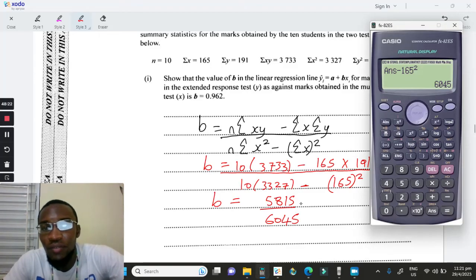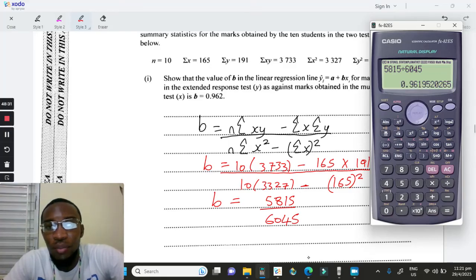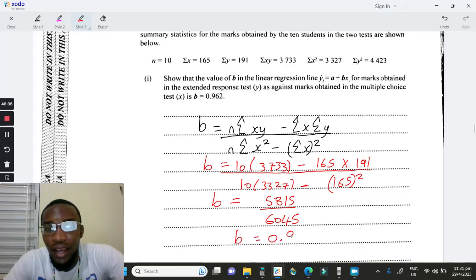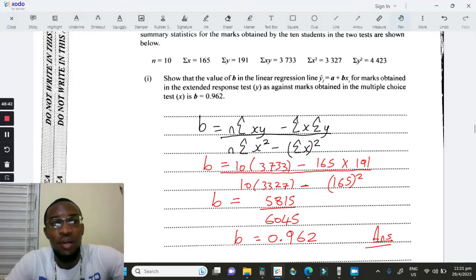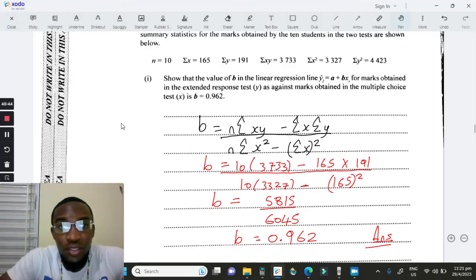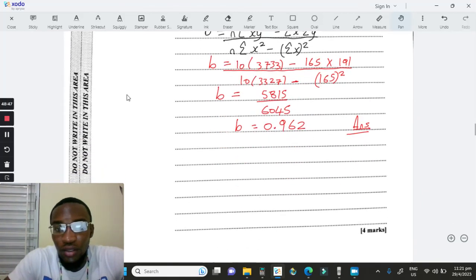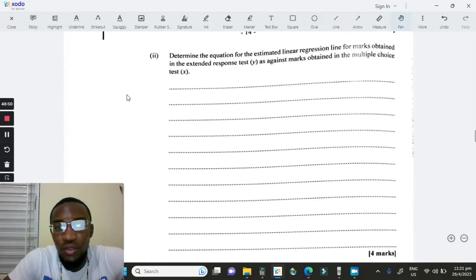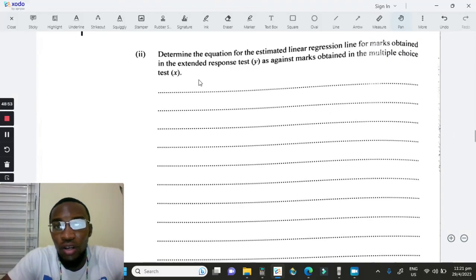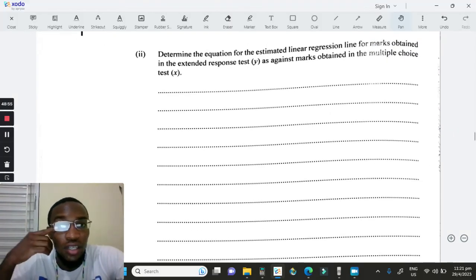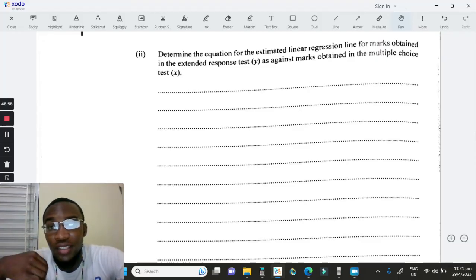Then we do the division, 5815 divided by 6045, bam, 0.9619, or b is 0.962. That's how we do this question. Easy, no problem. It's just formula. Now that we have the b value, let's determine the equation for the estimated linear regression for marks in the extended response.